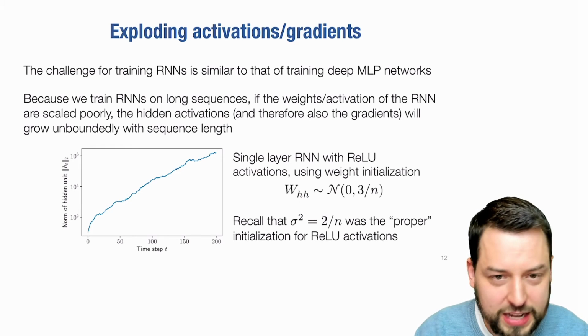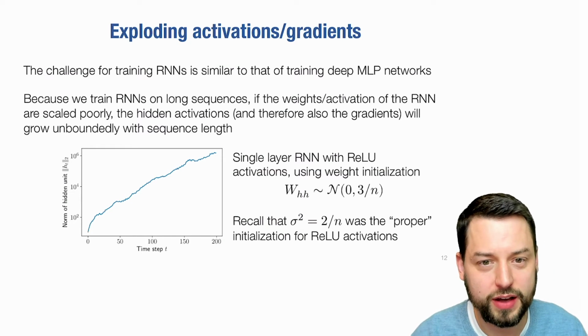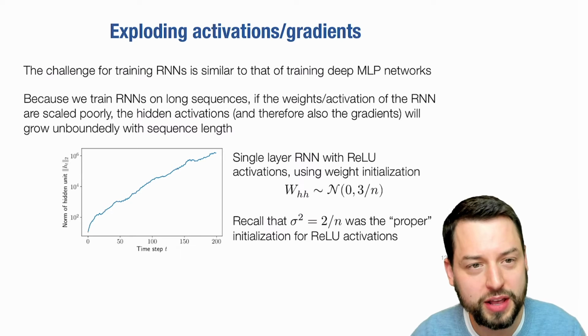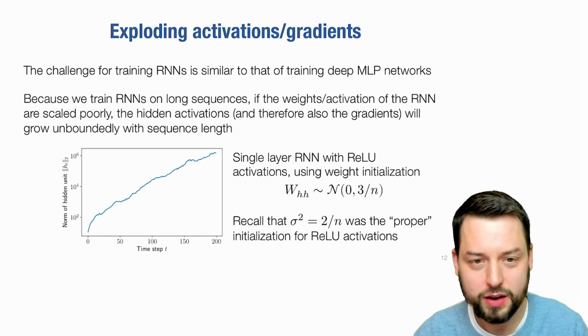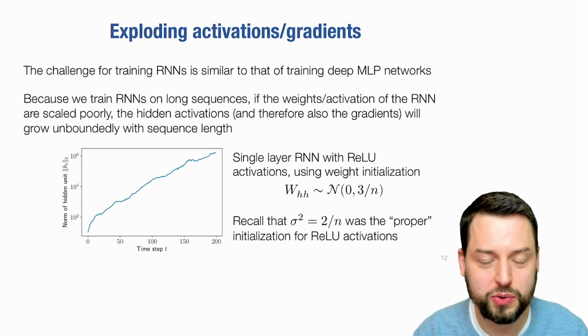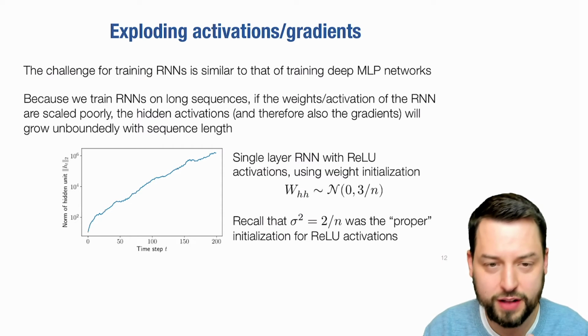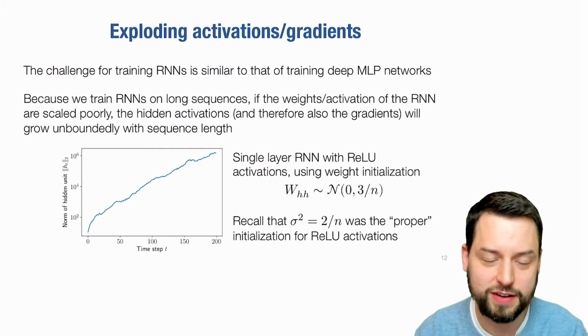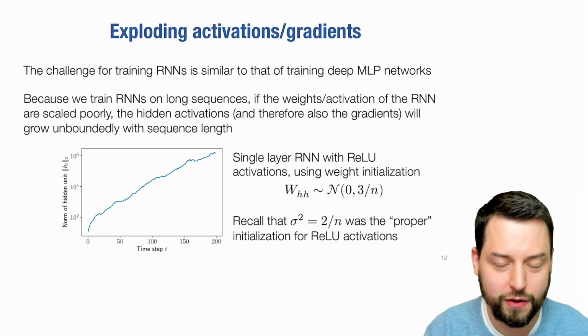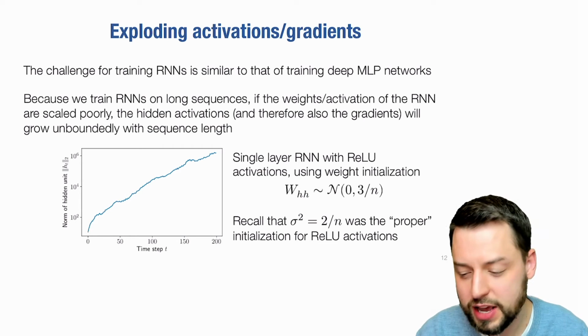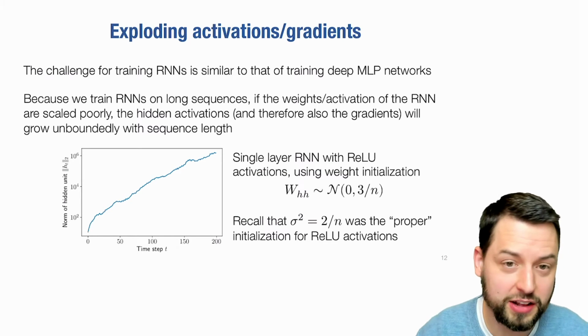And so this is a problem with RNNs. This is called an exploding activation. If you look at the gradients of this, you'll find that because your activations grow very large, all your gradients also grow very large, actually over the whole sequence. And so this is called the exploding gradient problem also.